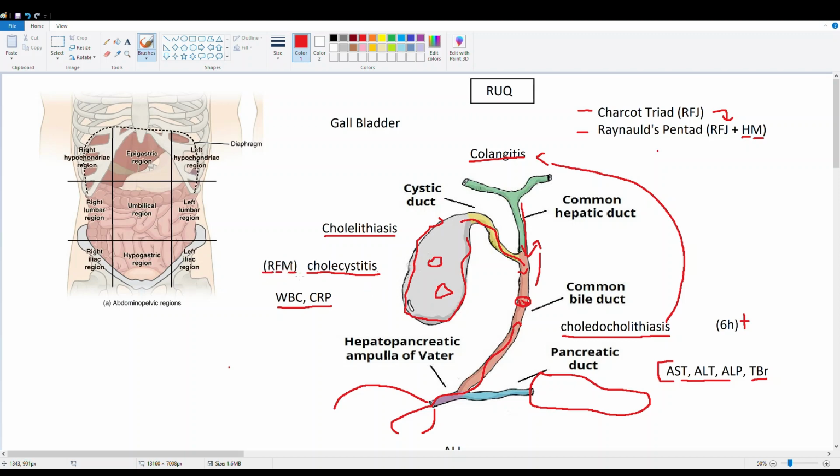So these three things. Now that's different from Charcot's triad, remember. So that's right upper quadrant pain, fever, and jaundice. Here we have a positive Murphy's.